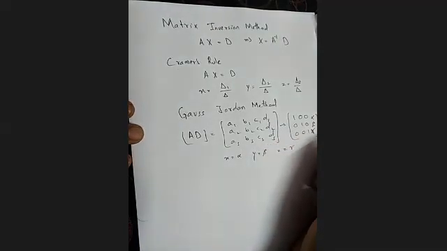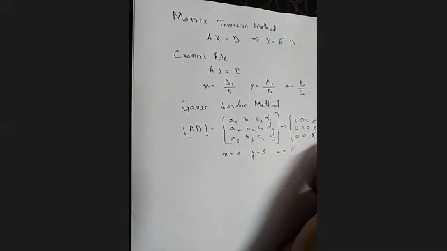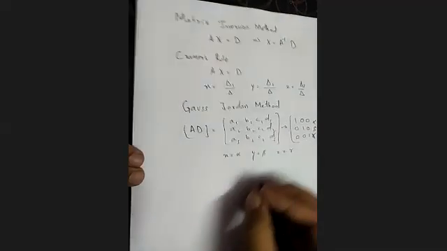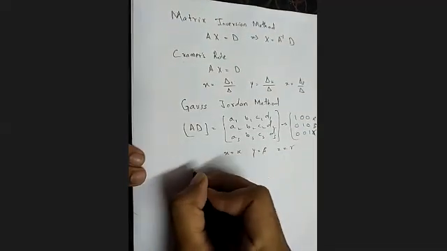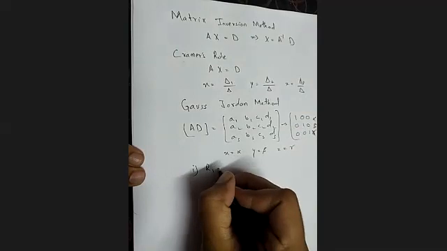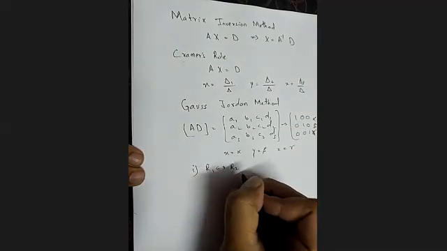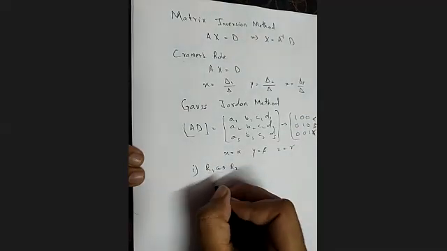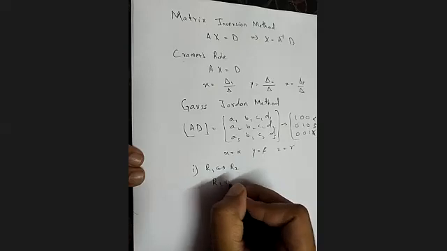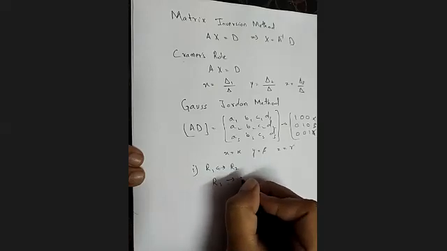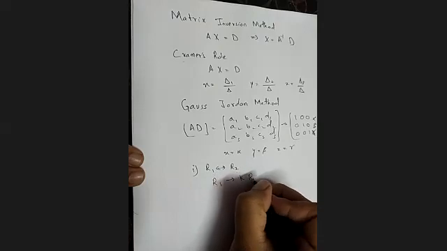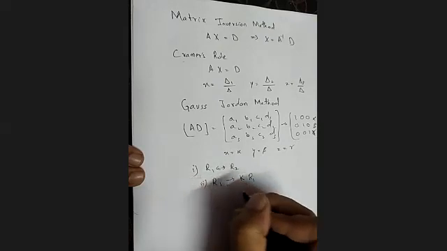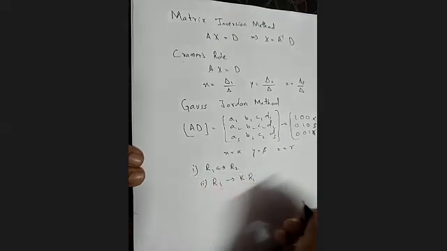Okay, so elementary row operations. In this, we have to perform elementary row operations. So what are those operations? Number one, R1 and R2, we'll interchange R1 and R2. Okay, next is R1 is equal to K R1. That means we are multiplying R1 with a constant K. That constant could be any number: 1, 2, 3, minus 1, minus 2, minus 3, any number.